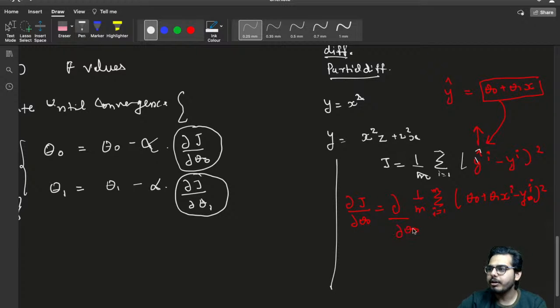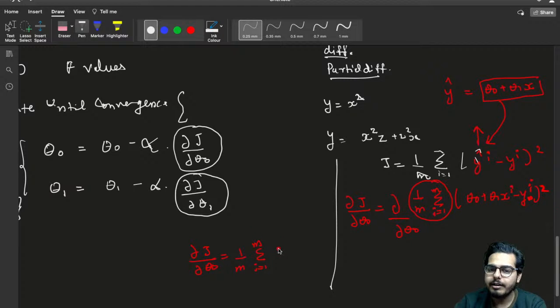And now if you want to take the differentiation with respect to theta naught, I hope now you are able to do it, right? So these are the constant terms, so they will come out. So del j over del theta naught will be 1 over m summation i goes from 1 to m, and it will be out.